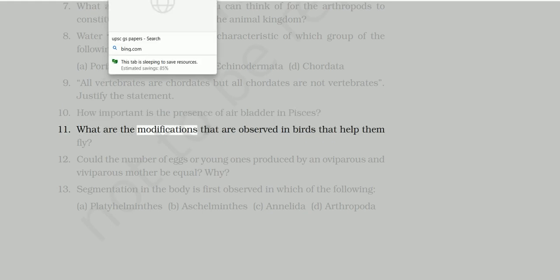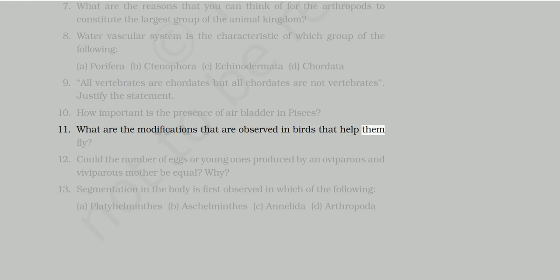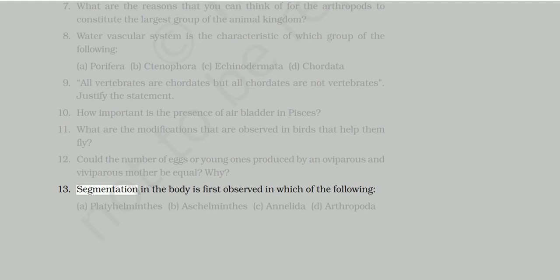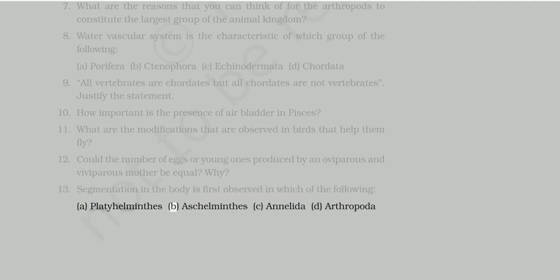11. What are the modifications that are observed in birds that help them fly? 12. Could the number of eggs or young ones produced by an oviparous and viviparous mother be equal? Why? 13. Segmentation in the body is first observed in which of the following? A. Platyhelminths, B. Aschelminths, C. Annelida, D. Arthropoda.